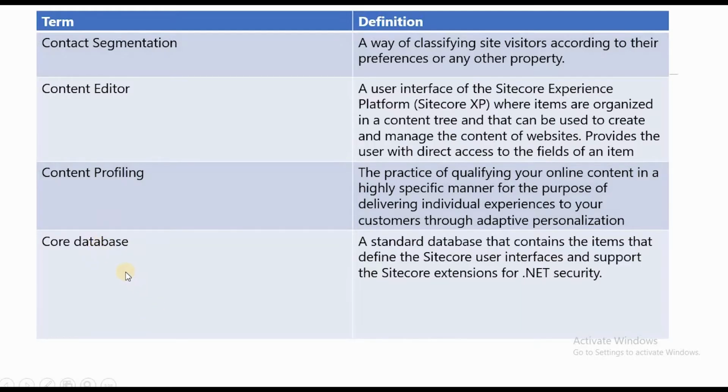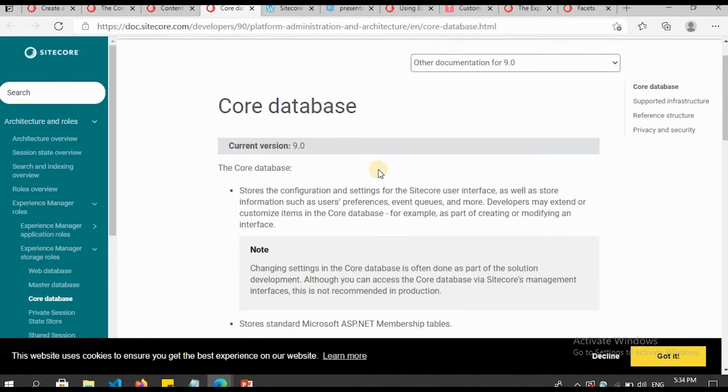What is core database? It's a standard database that contains the items that define the Sitecore user interfaces and support the Sitecore extension for .NET security. So this is what core database is, and if you want to read more about it, go to the core database page. And what does it say?